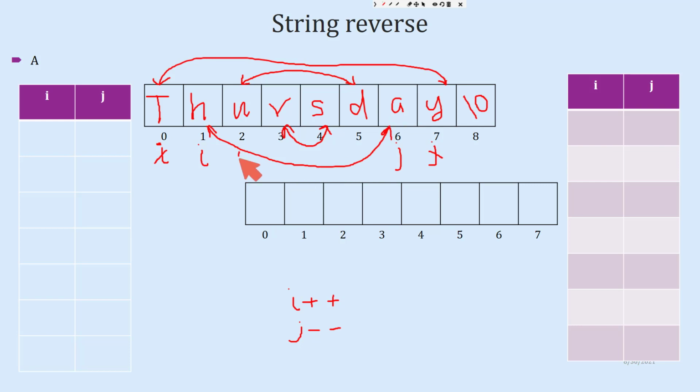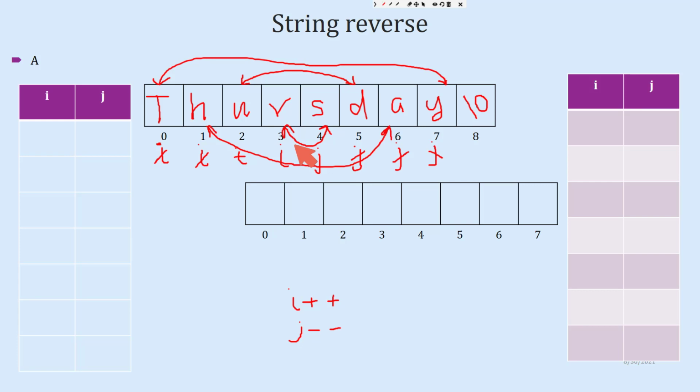Again the I value will move. Now I is 2, that means I plus plus. J is 5, that is J minus minus. This D and U will be swapped. Again I will move and J will move. J is reducing by 1, I is incrementing by 1. Again this R and S will be swapped. So now we have completed our reverse process.